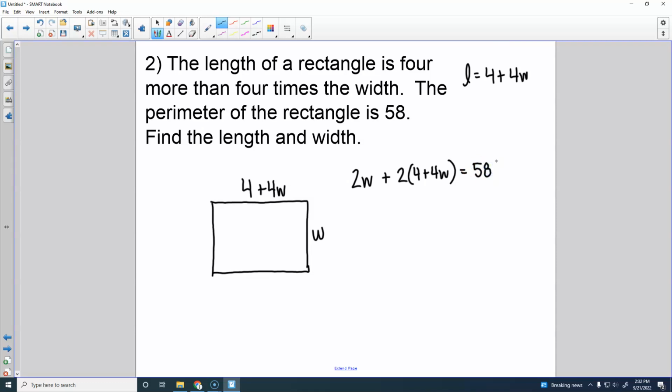You do not have to do it this way. If you would rather, you can do it like we did on the last one: W plus 4 plus 4W, plus W plus 4 plus 4W equals 58. Either one is fine. It just takes up less room to do it the second way. So if I distribute my 2 here, I've got 2W plus 8 plus 8W equals 58.